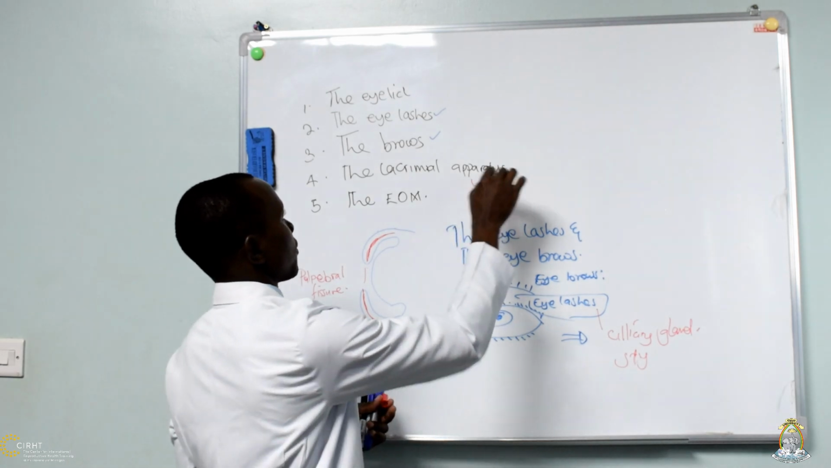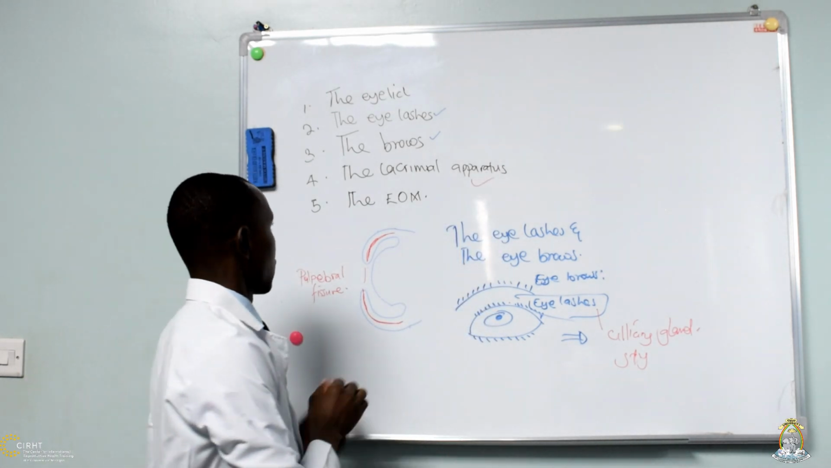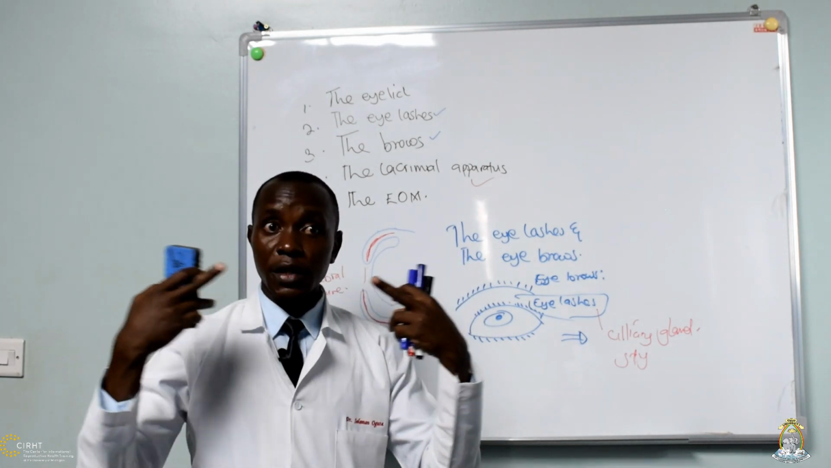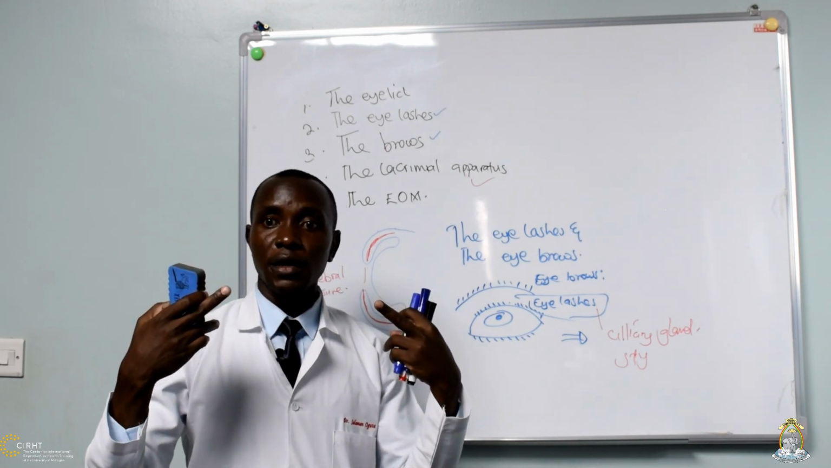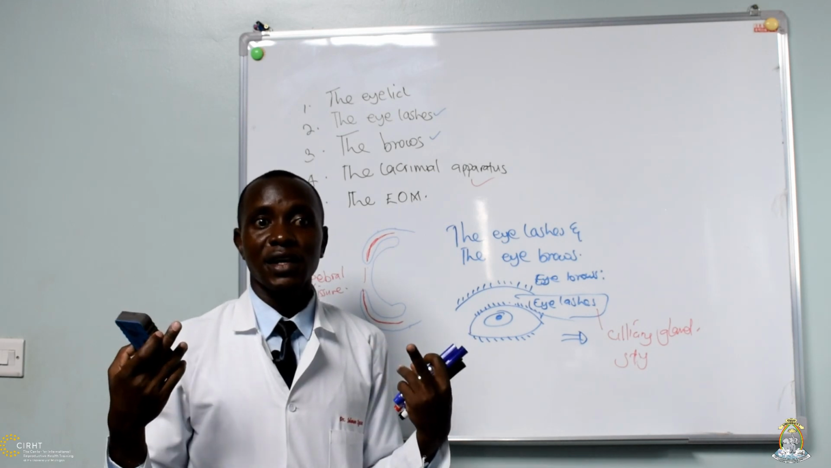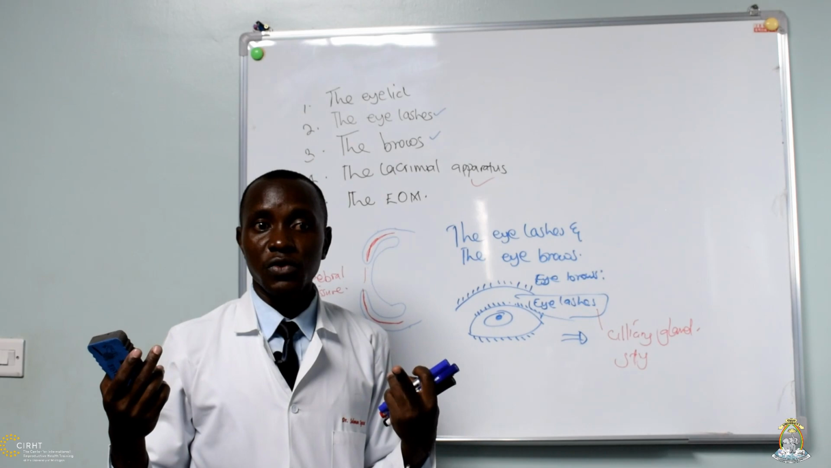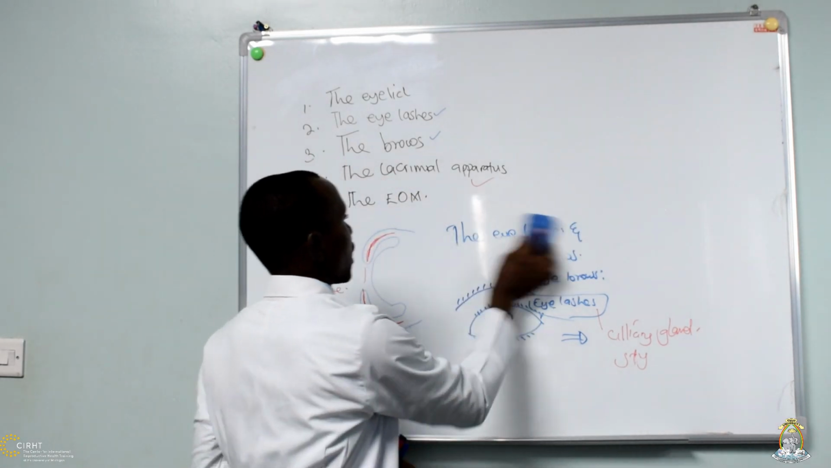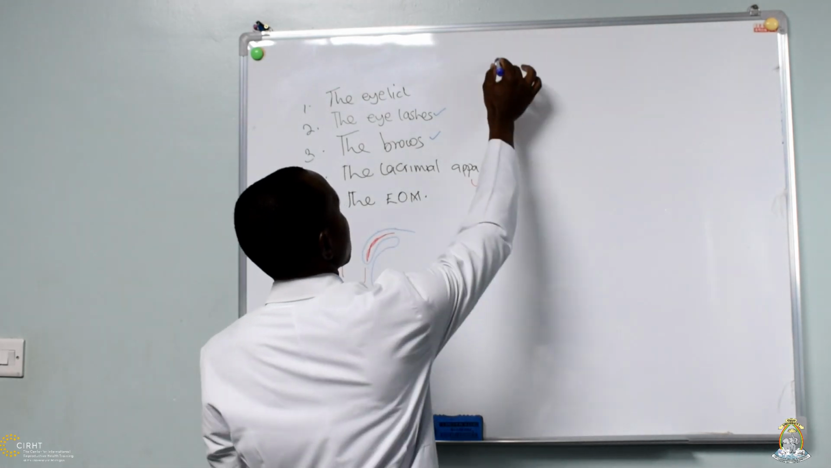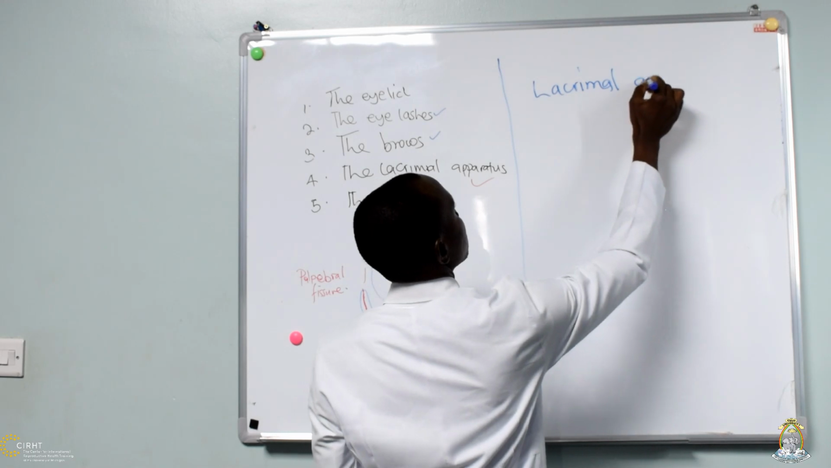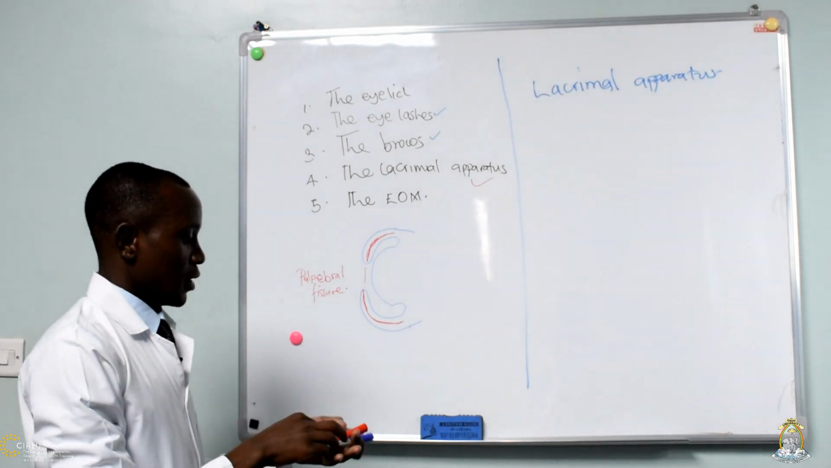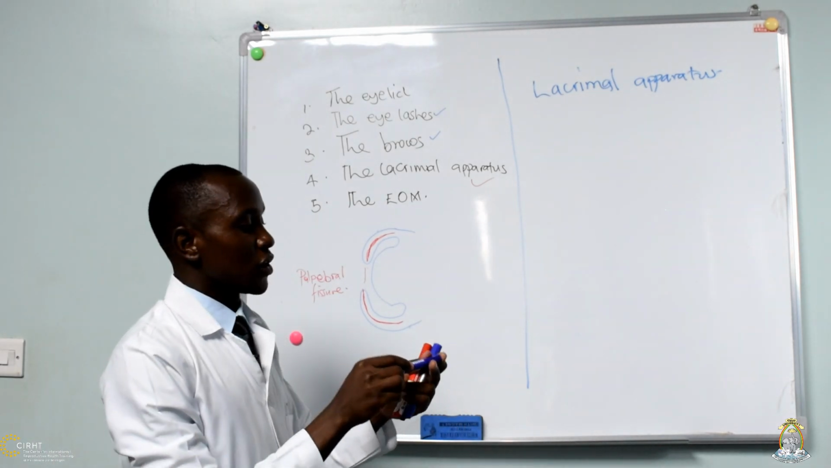Let us move on and see the lacrimal apparatus. We know that the surface of the eye must be kept moist, and the fluid that keeps it moist is the tear. Where is the tear produced? Majorly it is from the lacrimal apparatus. So let us look at the lacrimal apparatus. The lacrimal apparatus consists of the following.